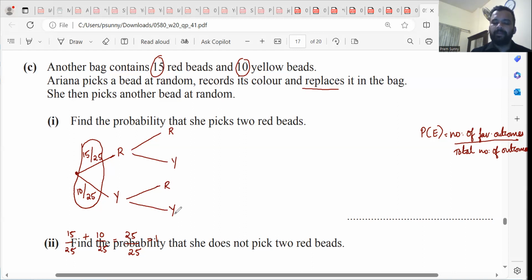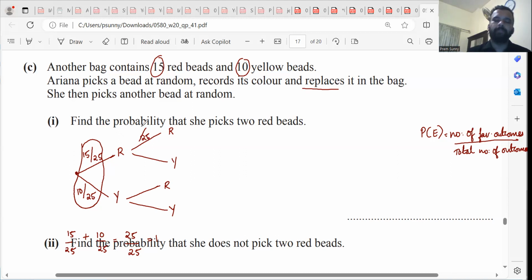In the beginning, I told you this term is very important, replaces. So here, what's actually happening is that the bag contains 10 yellow and 15 red. In the first attempt, we are taking a bead, checking the color and then keeping it back. And then again, for the second attempt, we have those 25 beads with us. So now, in the second attempt, again, we have 25 beads, because whatever bead I checked in the first attempt, I got red.